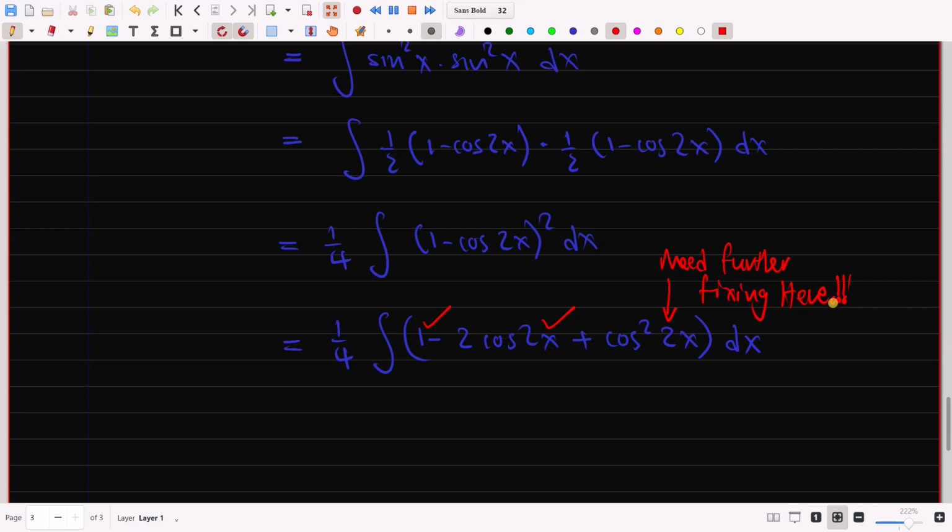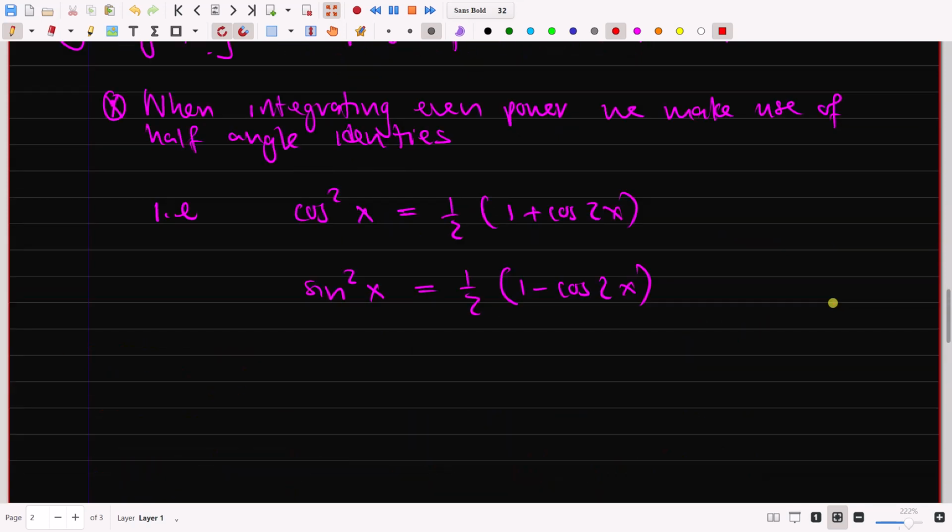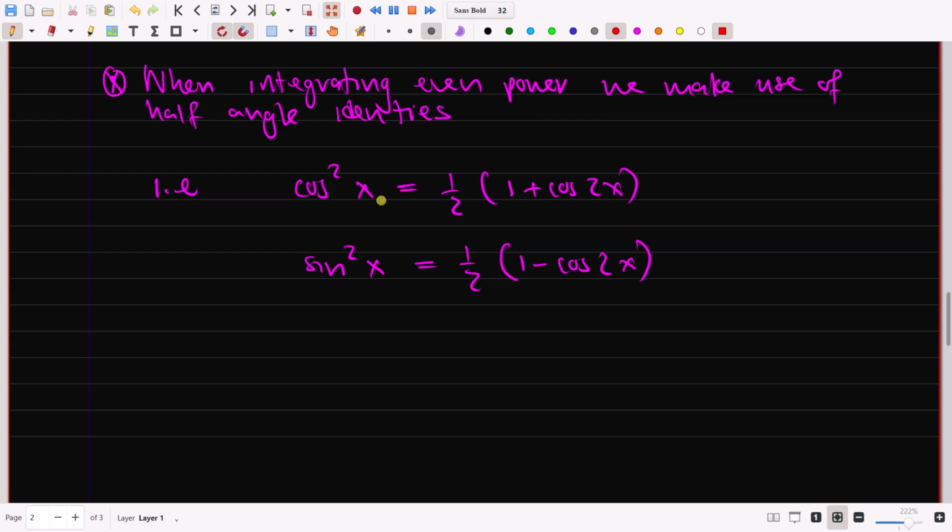But how will I create an identity? To create an identity for that, I go back to my half angle. And what do you realize? Every time you have x here, you have 2x here. So instead of having x, you're going to swap it with 2x. When you do that, what does it imply? It means cos squared 2x is equal to what? You're going to have 1 plus cos. Wherever there is x, you are putting 2x now, so you're going to get 4x. That would be the same thing even if you did it with sine. So you have half of (1 plus cos 4x).